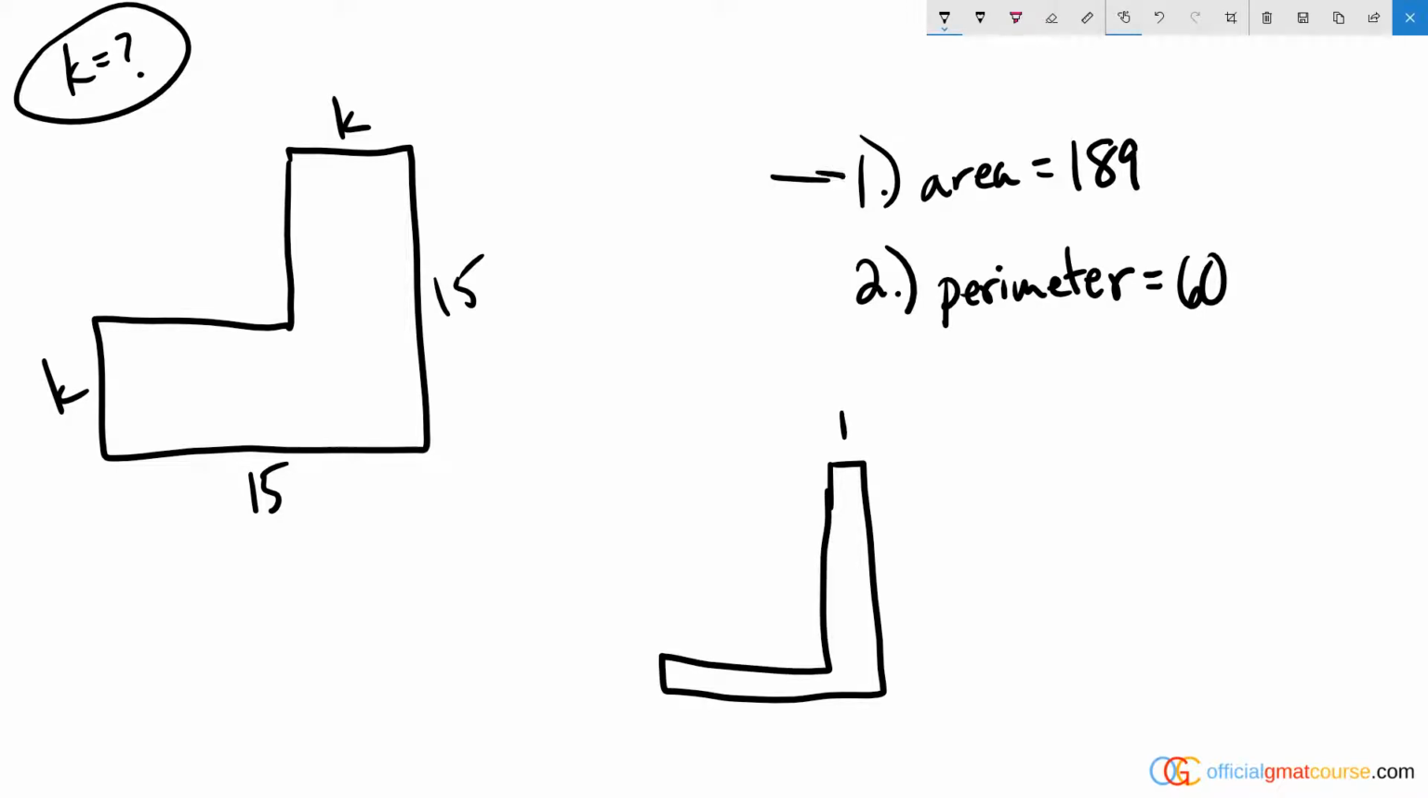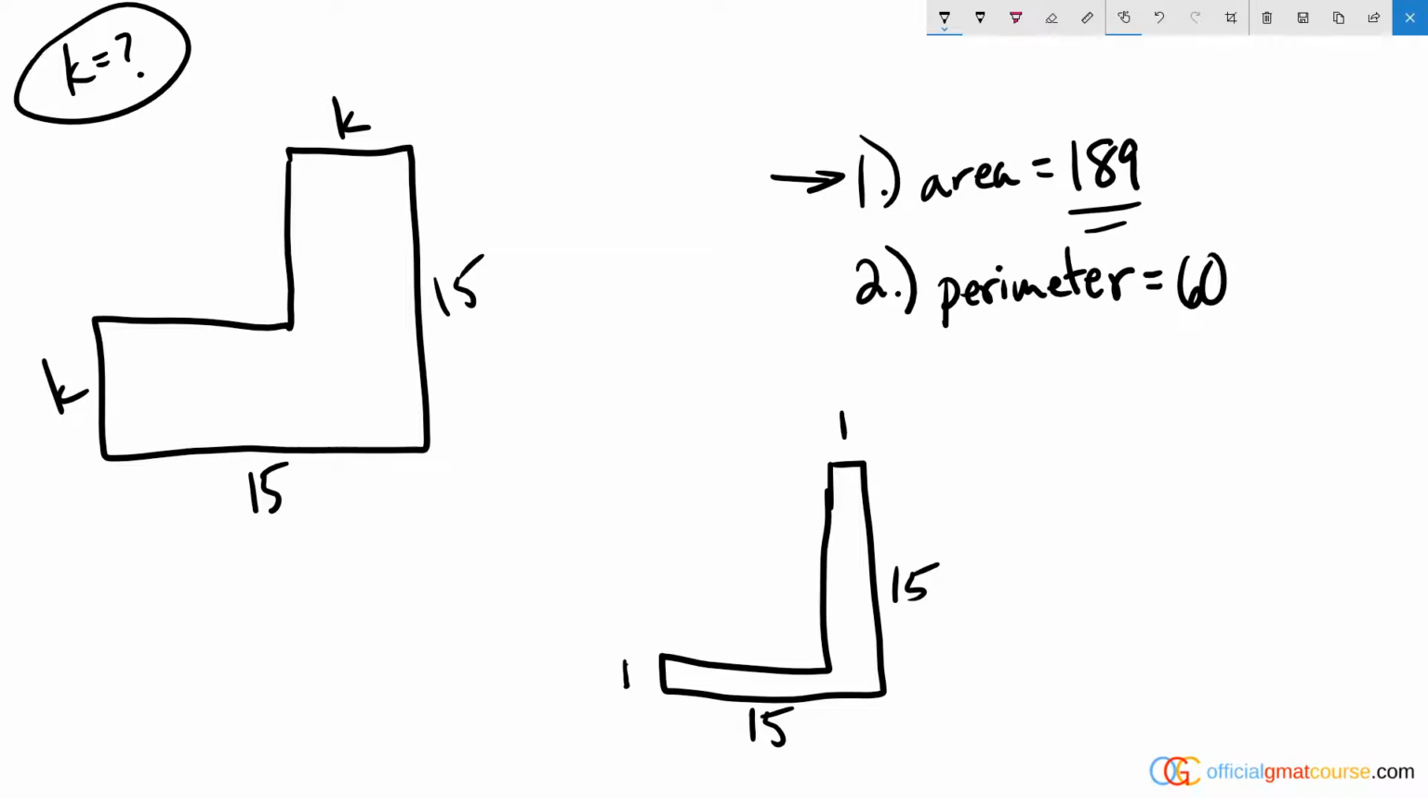So we're focusing on statement one. We're told that the area of the shape is 189. And the question is, are there multiple ways to get an area of 189 square feet? Or is there only one K that exactly makes that area occur?